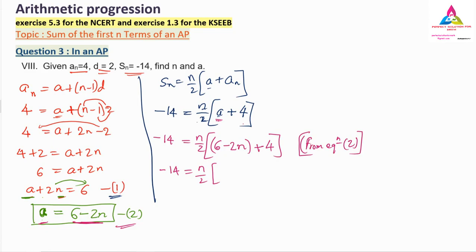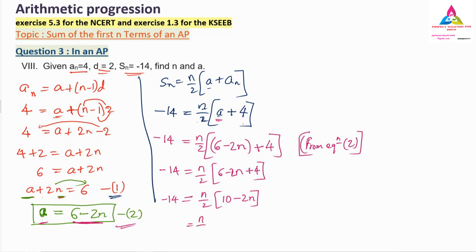See here, everywhere you can write down once more, that is 6 minus 2n plus 4 as it is, nothing changes. So that is equal to minus 14, I will write n by 2, and here the calculation part you can do. 6 plus 4, both are numbers, so we can add, 10 minus 2n. Yes, now the next part.